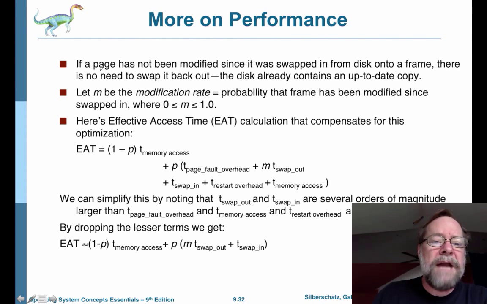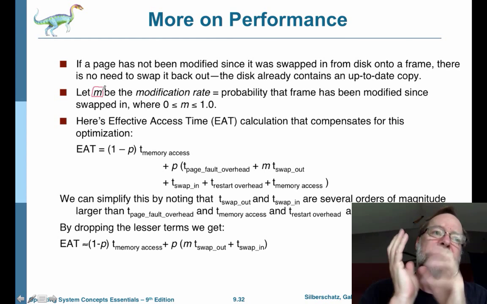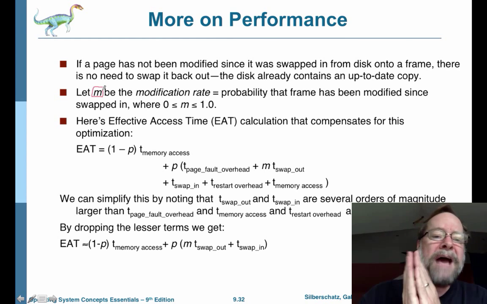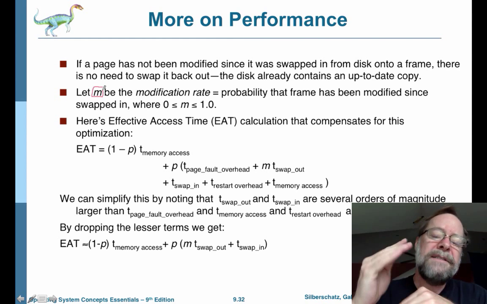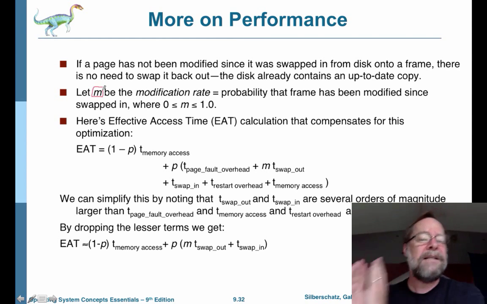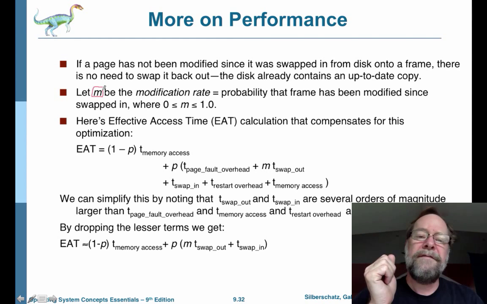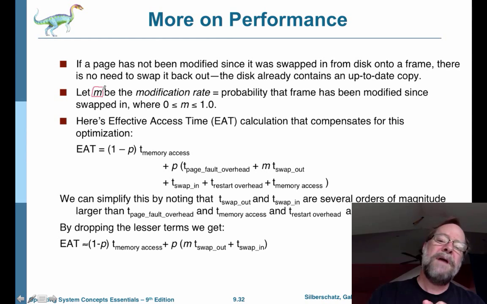M is the modification rate. That is, what portion of the pages that are sitting in frames have been modified since they were swapped in. So if it's 0, that means that none of the pages have actually been modified. That is, the copy of the pages that sit in memory are exactly the same as the copy of the pages that's sitting on the hard drive. If M is 1, it basically means that every frame has been altered in the RAM since it was swapped from the hard drive into a frame.